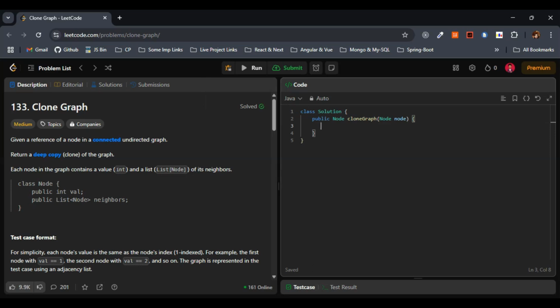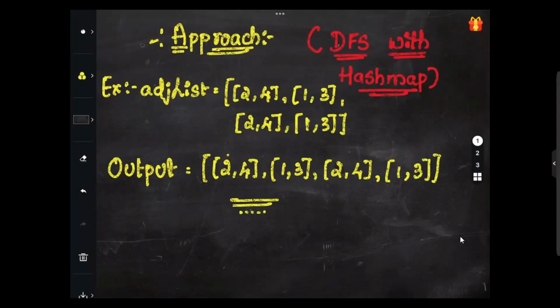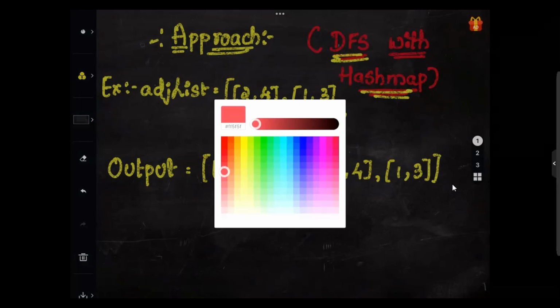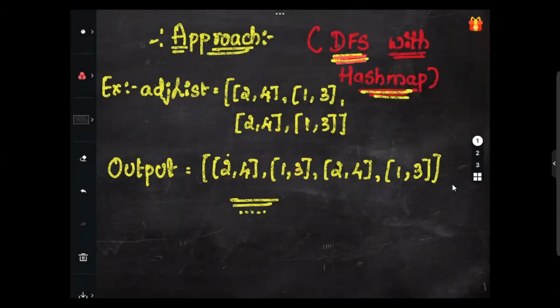Initially, let's discuss the approach. The first thing that we need to note down here is we'll be making use of DFS with a hash map. So just keep this in mind. This is fine. I have considered the same first example so that it will be easier to understand the approach that they've given in the question, right?